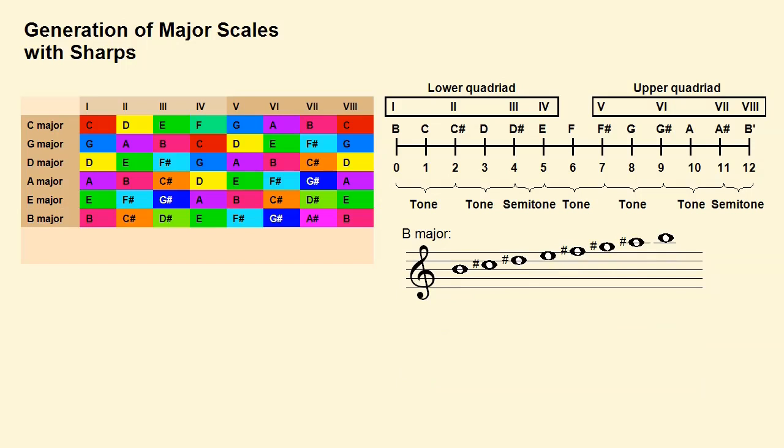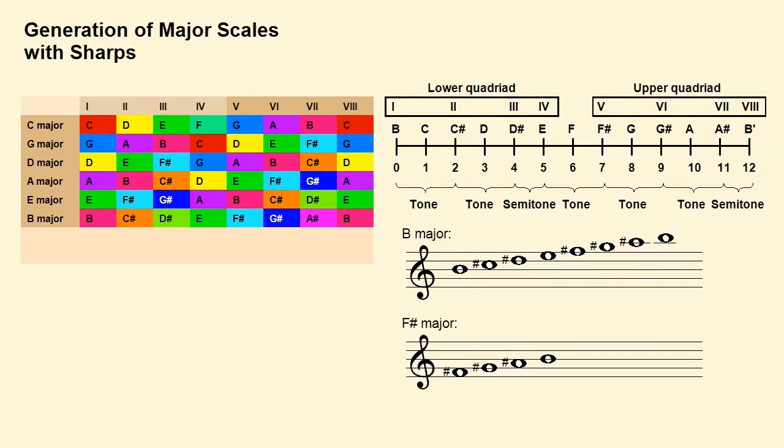Let's continue the process by taking the B major scale as the basis for creating the F sharp major scale. The upper quadriad of the B major scale also constitutes the lower quadriad of the F sharp major scale. The upper quadriad of the F sharp major scale is made up of the notes C sharp, D sharp, E sharp, and F sharp. Let's repeat this process on the table.